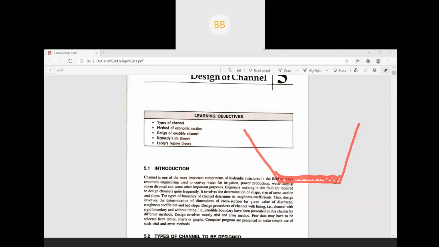As erodible channel is your most important part, we are going to discuss first the methods to design for erodible channel. Okay? Erodible means we don't have any lining, or we don't have a fixed boundary of the channel. You can also say it's an earthen canal, where because of the flow of water, there can be some erosion.